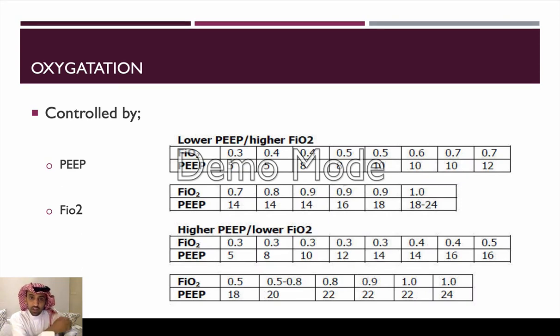So in these COVID-19 patients, we are talking generally about ARDS. There's a table here with two categories, either the lower PEEP higher FiO2 ratio or the higher PEEP and lower FiO2. And this will give clear guidelines about what to set the PEEP according to the FiO2. And this is derived from the ARDS Network table about protective lung ventilation.